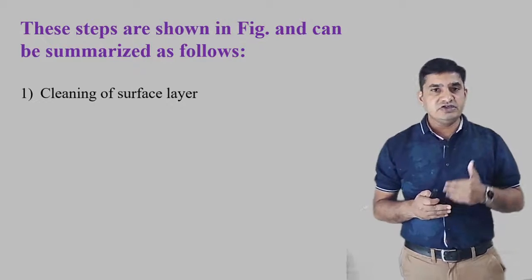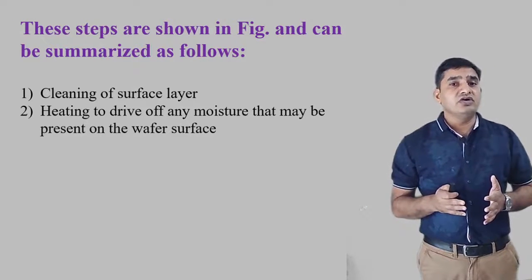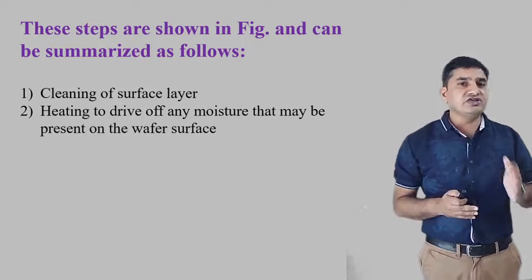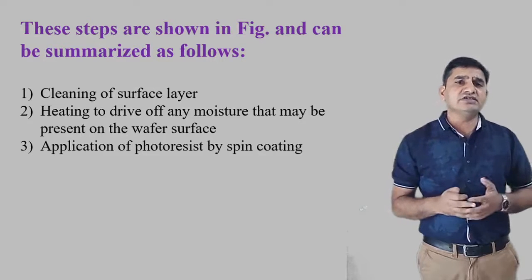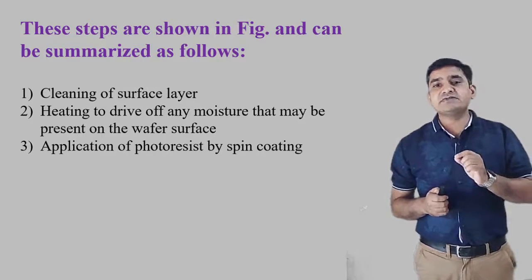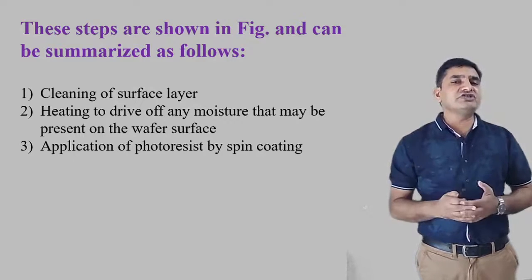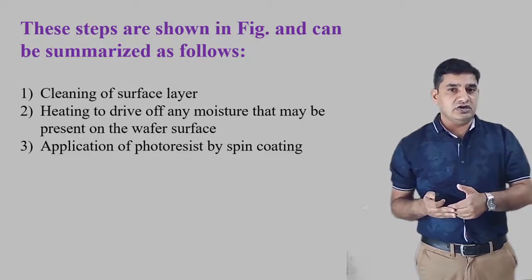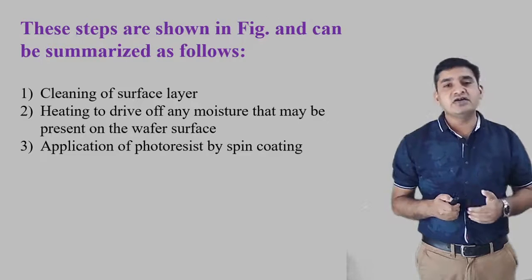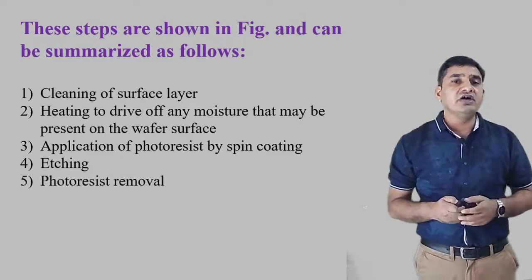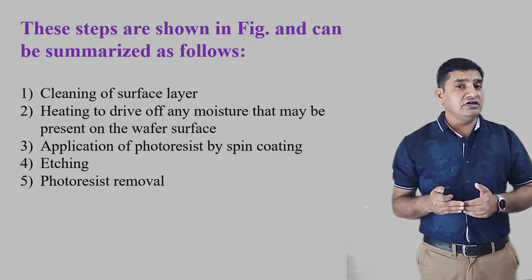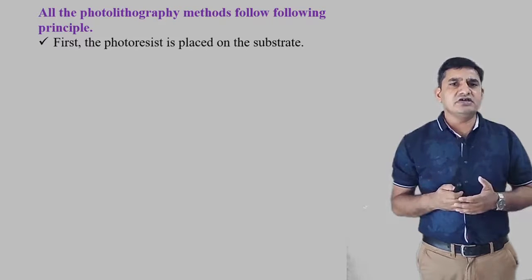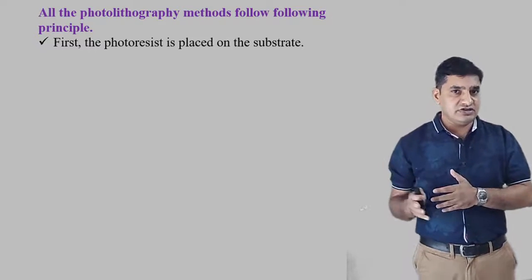First is cleaning of the surface layer, then heating to drive off any moisture that may be present on the wafer substrate. Okay, so this is the heating process. Third is the application of a photoresist by spin coating. We can use a positive photoresist or a negative photoresist, and the spin coating technique is used to deposit the photoresist on the substrate. Then the etching process is carried out. Then the photoresist is removed by using the developer. This is the first step, where the photoresist is placed on the substrate.